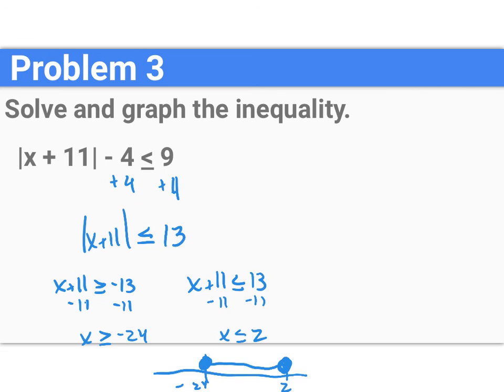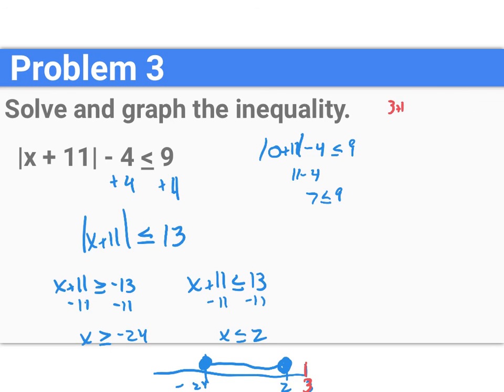So any number I choose in the solution set should work. So let's see. If I choose 0, 0 plus 11 minus 4 is less than or equal to 9. 11 minus 4 is 7, and 7 is less than or equal to 9. So that works. So now we have to choose a number outside of the solution set. So let's choose 3. Now I should have put that in red. Let me put that in red. The red number is outside the solution set.